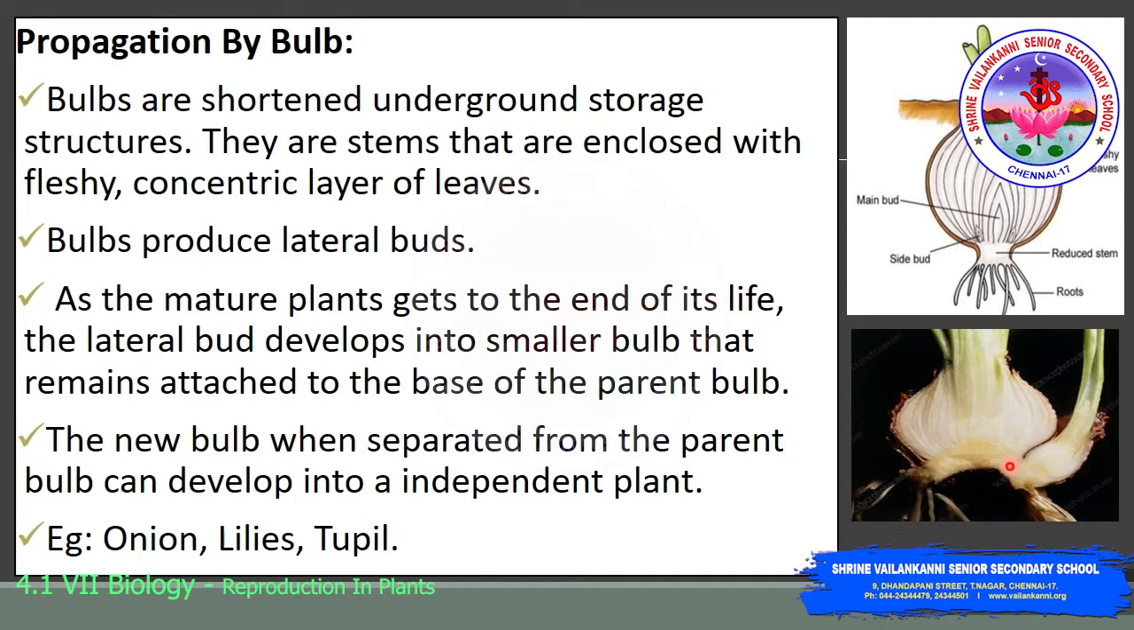As the mature plant gets to the end of its life, the lateral bud develops into a small bulb that remains attached to the base of the parent bulb. The new bulb, when separated from the parent bulb, can develop into an independent plant. Examples of plants propagating by bulb are onion, lilies, tulip, etc.